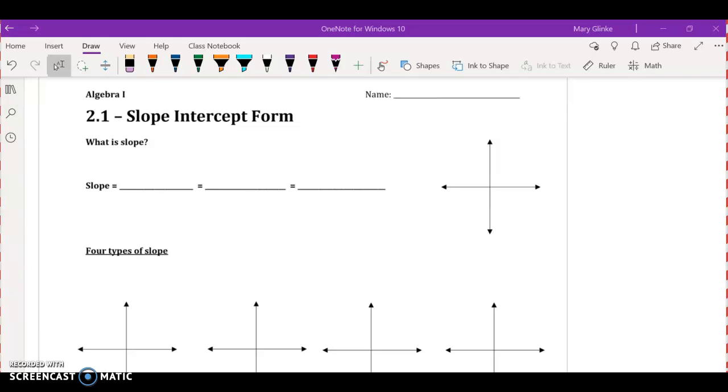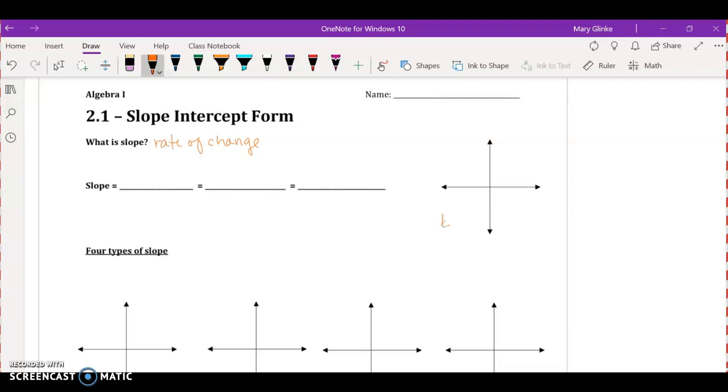Hello. Today we're going to be working on slope-intercept form. We're going to be needing to find slope and graph lines that are in slope-intercept form. So slope is going to be the rate of change. So you're looking at how fast a line is increasing or decreasing. So what is that rate of change?